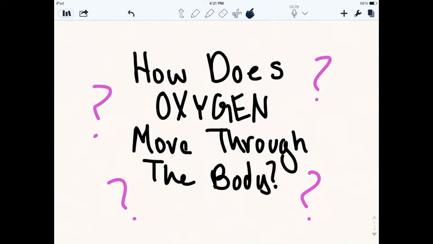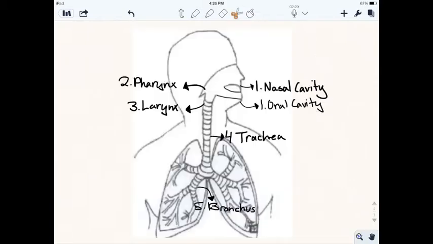How does oxygen move through the body? In this video, you will find the answer to this question. First, the oxygen goes through the oral and nasal cavities. These cavities are the path into and out of the body.